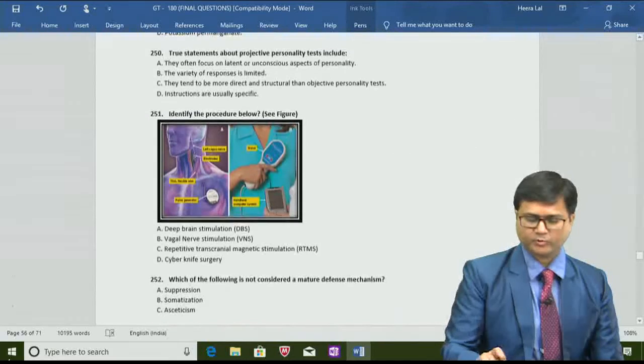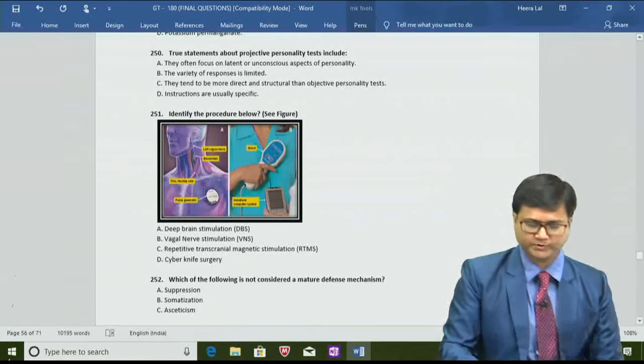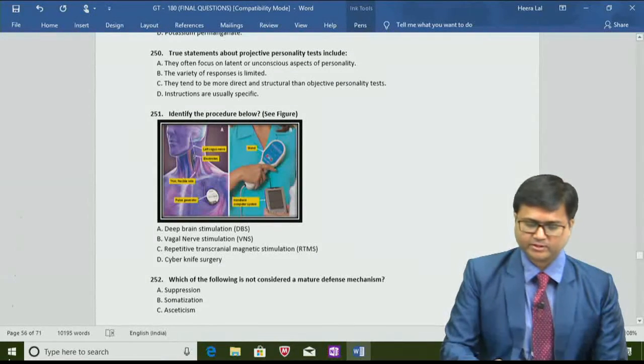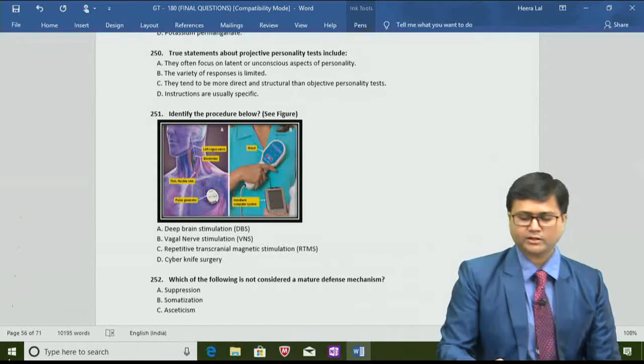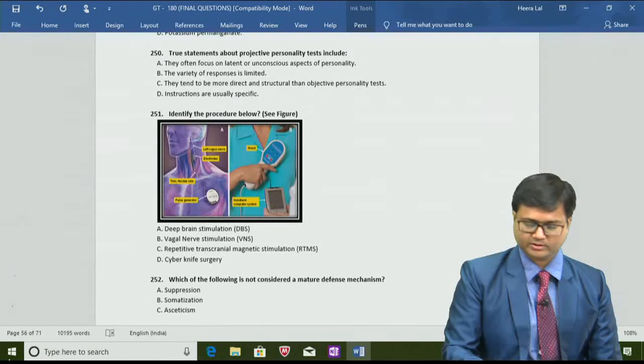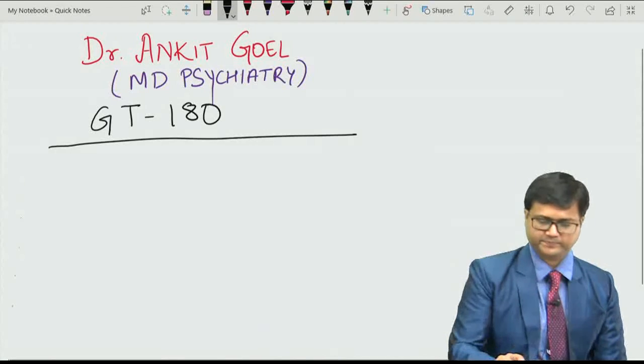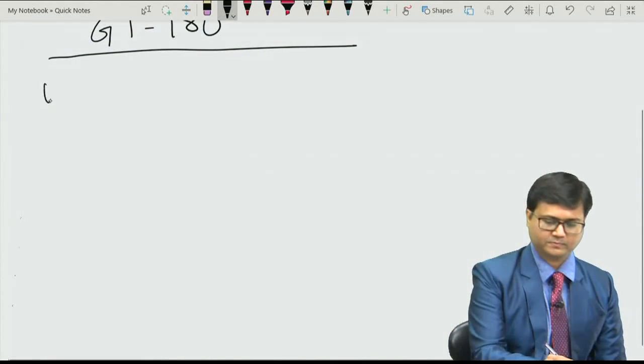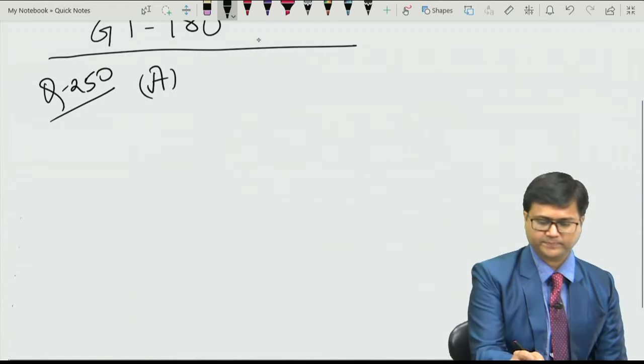True statement about projective personality tests include: the correct answer is they often focus on latent or unconscious aspects of personality. So let us discuss in detail. So the answer is option A.